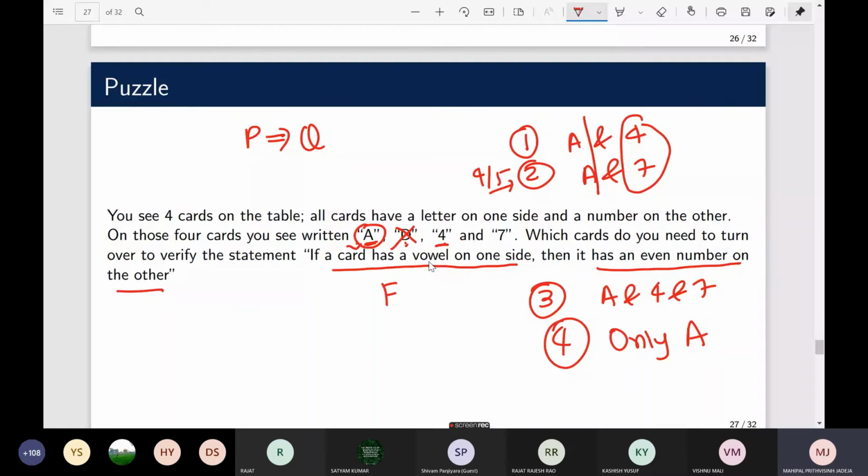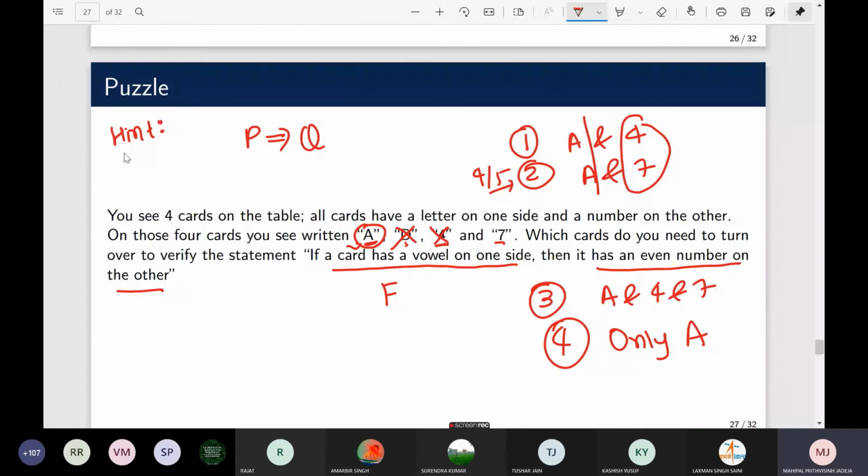Now the second card, 4: the conclusion is true, so we will not care about the hypothesis. The conclusion can always be true even if the condition is true or false. We don't need this, right? Now, how about 7? Use the concept of equivalent propositions.